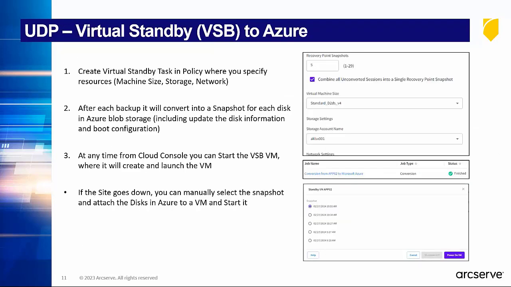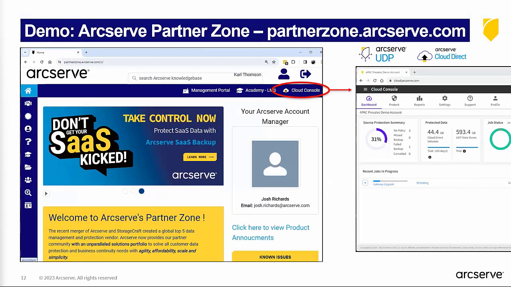For the virtual standby for Azure, we'll go and create the virtual standby task in the policy. After each backup, it will automatically convert into a snapshot for each disk in the Azure Blob storage, including updating the disk information and boot configuration. And at any time from the cloud console, you can start the virtual standby VM, where it will create and launch the VM. If the site goes down, you can manually select the snapshot and attach the disks in the Azure VM to get it up and running. Let's jump straight into the partner zone to access the cloud console and take you through it.